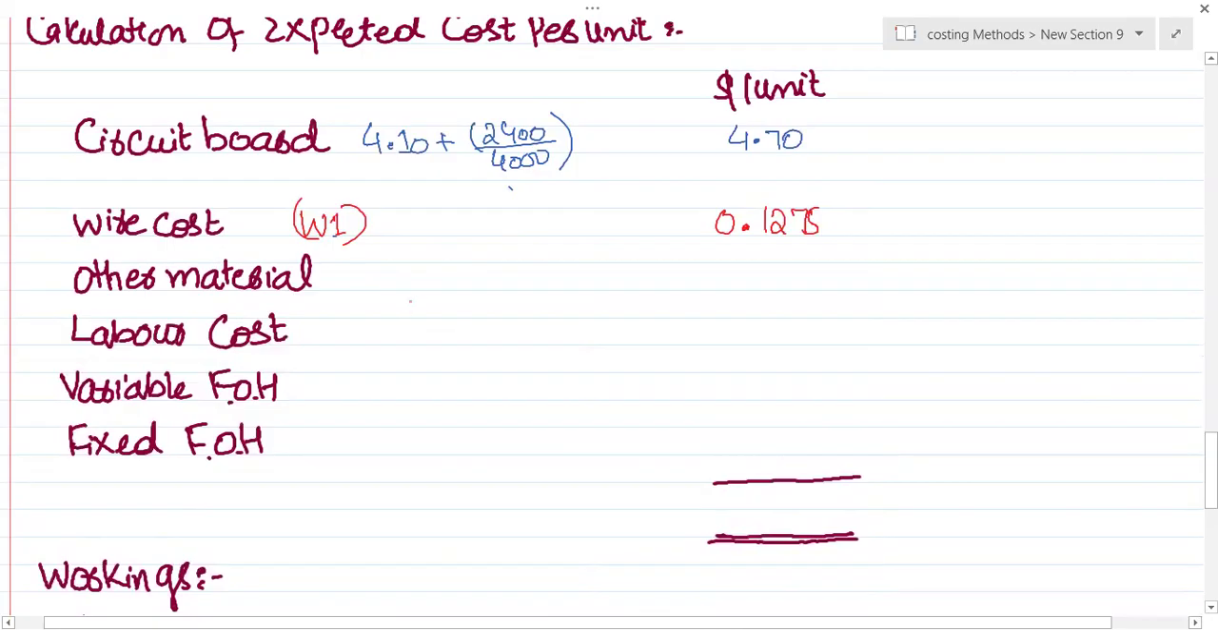Now, other material. Other material cost 8.1. There is no calculation involved in other material. We will directly put 8.1 per unit. Now come towards the labor cost.